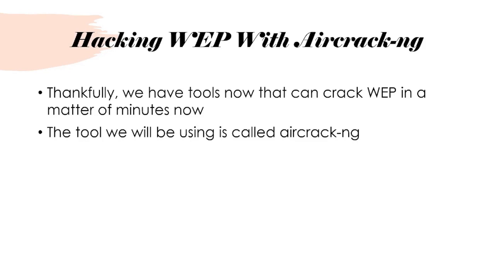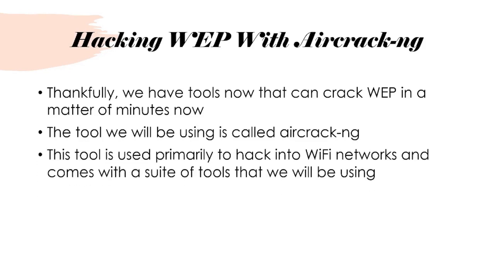The tool that we're going to be using is called Aircrack-ng. It's primarily used to hack into Wi-Fi networks, and it has a whole suite of different tools that are going to help us attack WEP networks and also WPA networks later on. The first attack that we're going to do is capturing packets, and then we're going to crack the key using those packets. Pretty much what we said before.